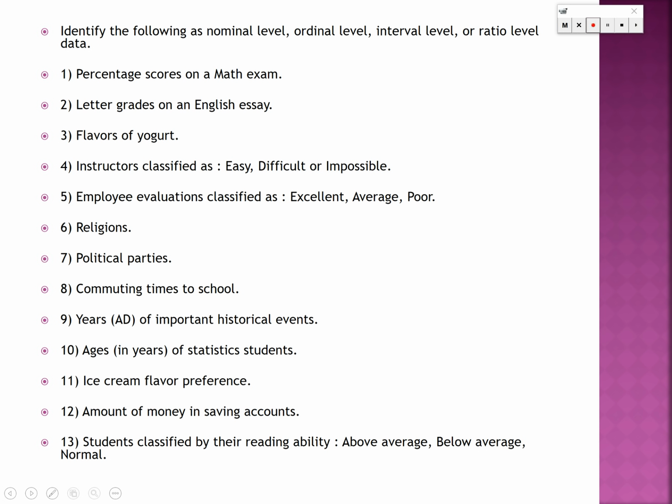So for the first one, we have percentage scores on a math exam. With percentage scores, if I have a 0%, it means that I earned no points. 0 means 0. So we're looking at ratio.